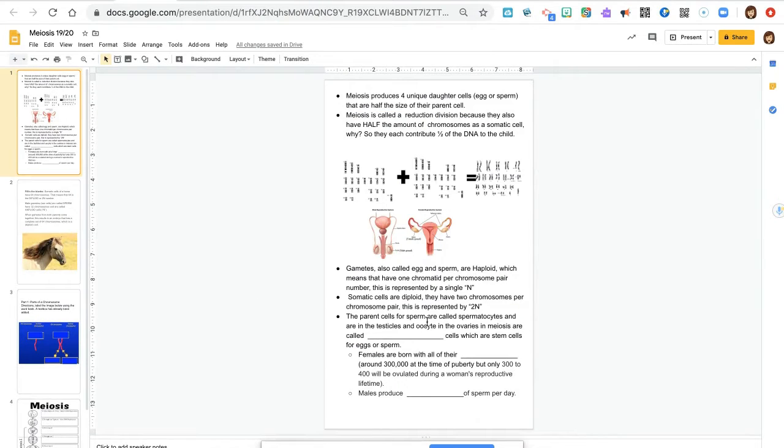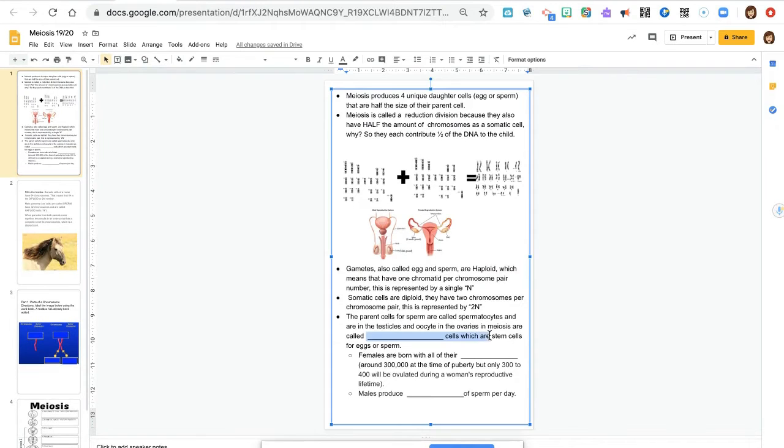The parent cells from sperm are called spermatocytes, and they're located in the testicles, and oocytes are in the ovaries, in meiosis. Okay, let's erase this right here.